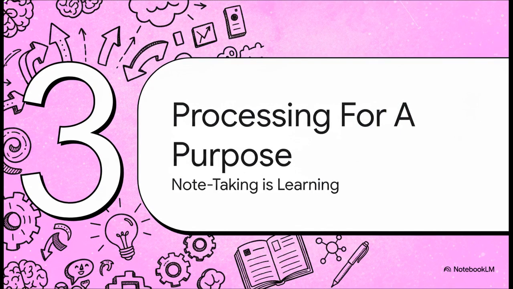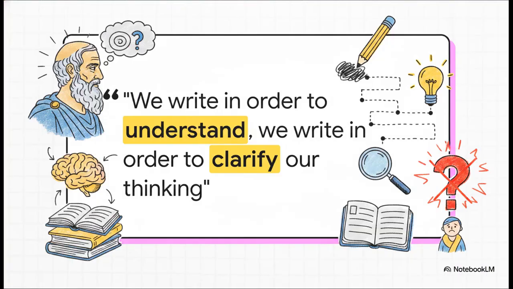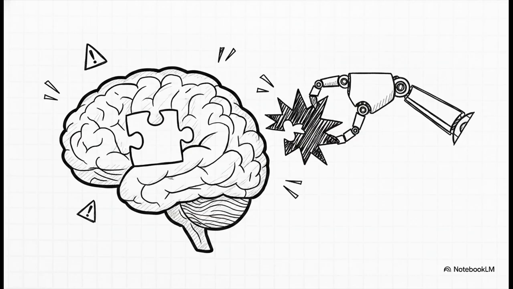Which brings us to Section 3, Processing for a Purpose. We really need a massive mindset shift here. Note-taking isn't just some chore you do after you learn something. Note-taking literally is the learning process itself. Think about how Socrates engaged his students in dialogue. Well, we write in order to understand. We write in order to clarify our thinking. When you actively force yourself to translate complex academic concepts into your own words, you're elevating your note-taking to Socratic-level critical thinking. You're essentially having a dialogue with the material. And honestly, if you can't put it into your own words, that is the ultimate red flag that you haven't actually understood it yet.